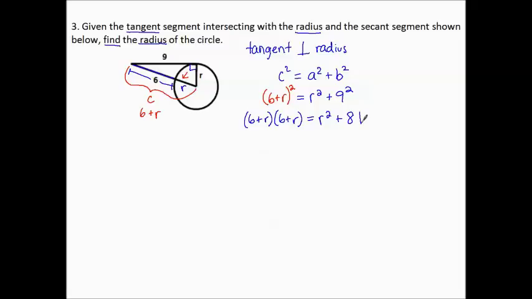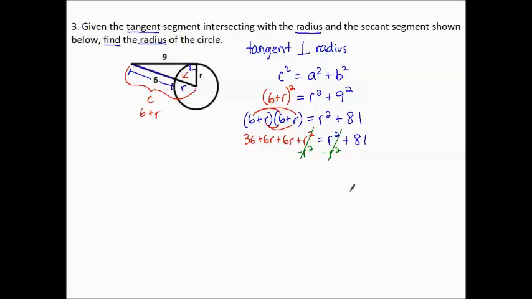What does that mean to FOIL? Well, basically distribute. 6 times 6 is 36. 6 times r is 6r. R gets distributed. R times 6 is 6r, and r times r is r squared. And then we'll write the rest of the equation. Now we can combine like terms. Here's an r squared, subtract it because it's added, and do it on both sides.